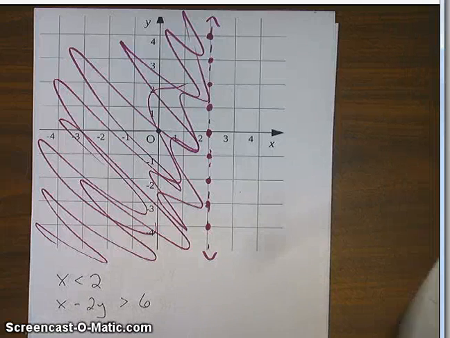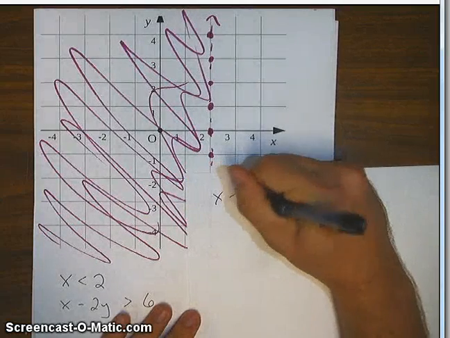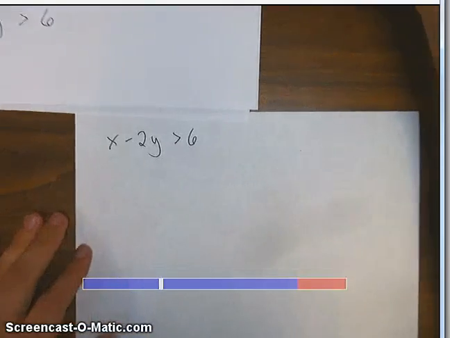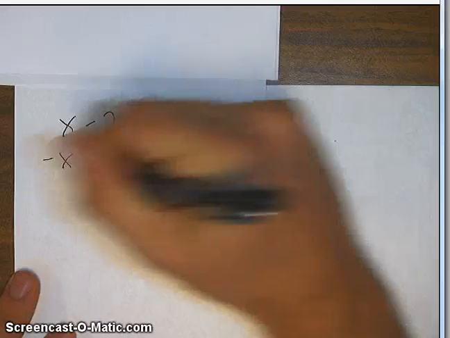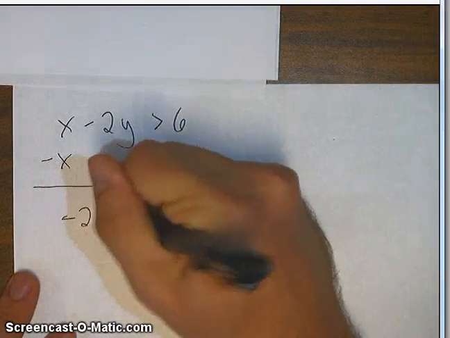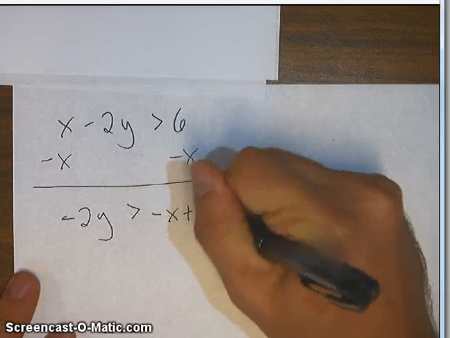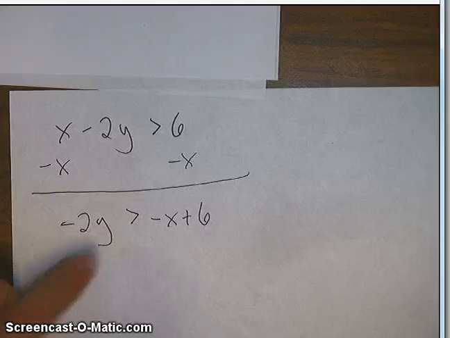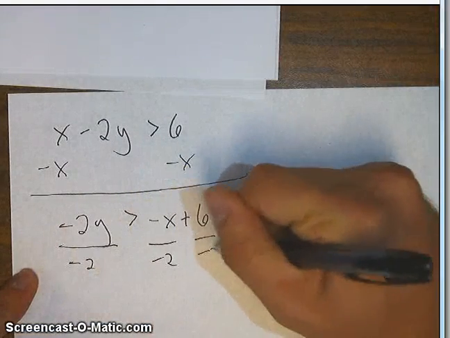We haven't isolated the y yet, so I'm going to go ahead and do that over here. I'm just going to copy it down. x minus 2y is greater than 6. And I'm going to solve for y. I'm going to start by subtracting x. That's going to give me negative 2y is greater than negative x plus 6. And the y, to get it by itself, we're going to divide by negative 2. We're going to divide everything by negative 2, every term.